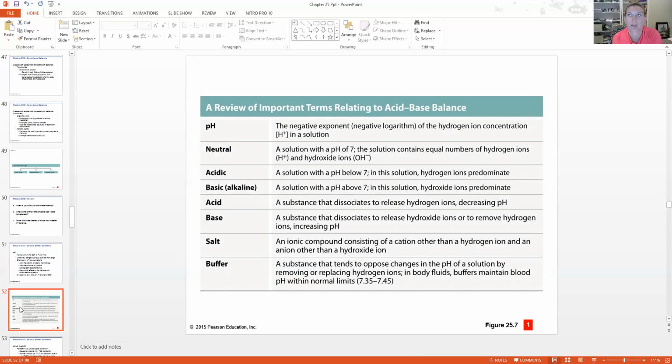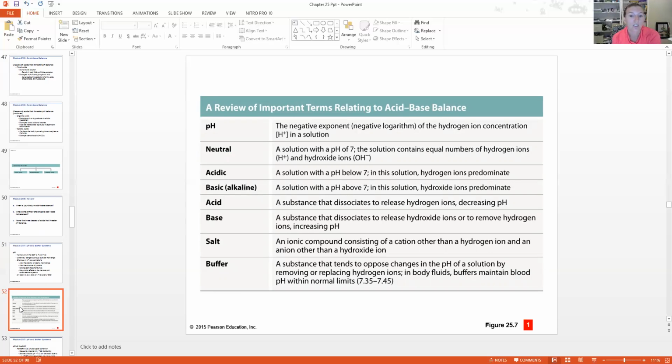So let's talk about some general terms related to acid-base balance. This is like review from chapter 2, if I remember correctly. pH is just the concentration of hydrogen ions in a solution. It's a logarithmic scale, so the numbers aren't quite equal to one another, but that's the general idea. A neutral pH is a pH of 7. Acidic is when your pH is below 7 and you have lots and lots of hydrogen ions in the solution. A basic or alkaline condition is above 7, and that's where we have hydroxide or OH ions, not hydrogen ions.